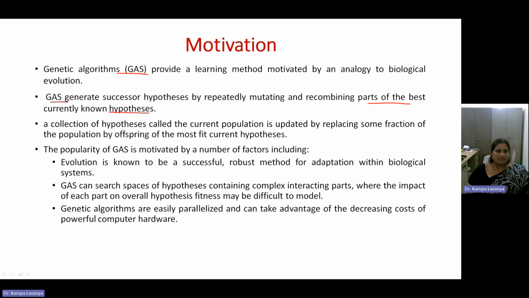In this concept, a collection of hypotheses is called a population, and every time this population is updated by replacing some fraction of the population with offspring. This offspring will be part of the population, maybe 10%, 20%, or 30%, whatever it may be. The offspring is generated by taking a fraction of the population from the current hypotheses.